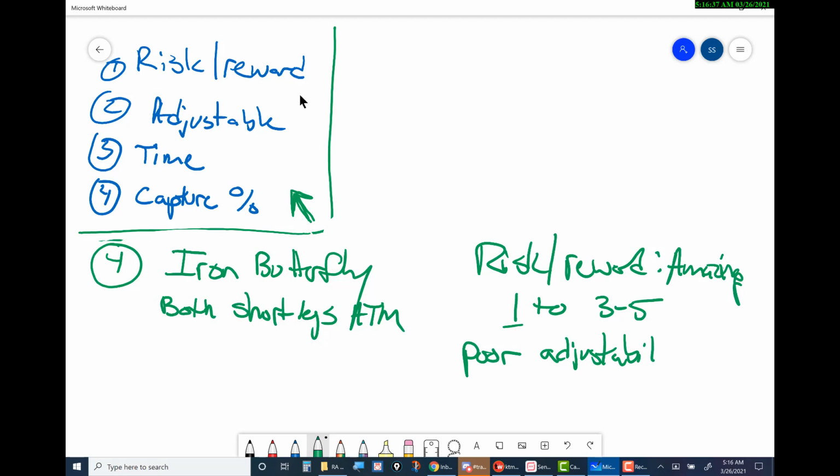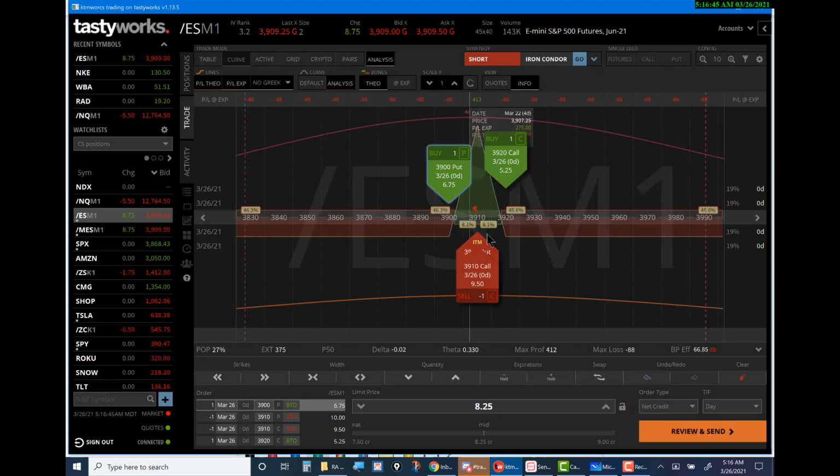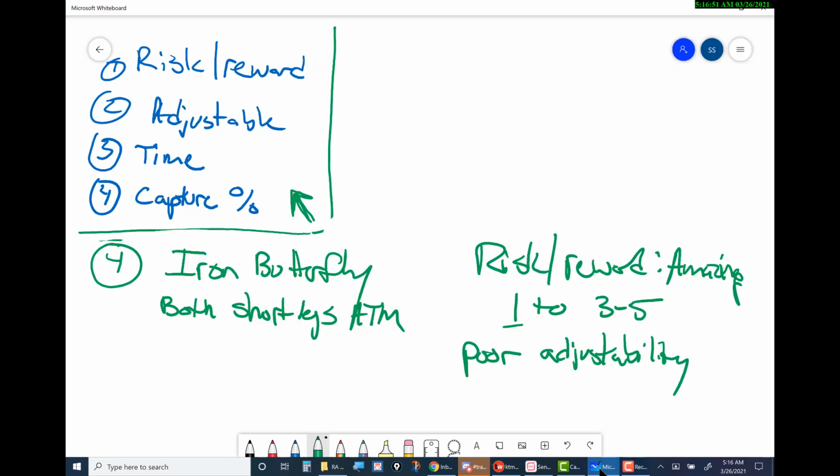They're very tough to adjust. Okay, poor adjustability, because you can see that the tent, if you will, the window that we need to fall within is pretty tight. Now they are adjustable. You can adjust them, but they're not the easiest trade to adjust. Okay, so very poor adjustability.